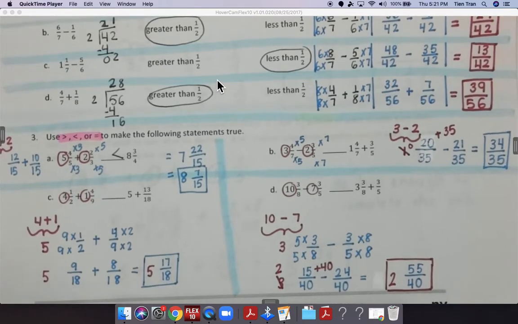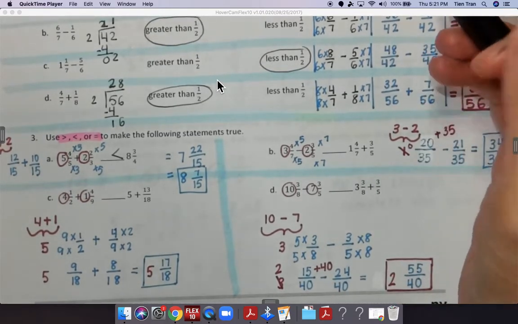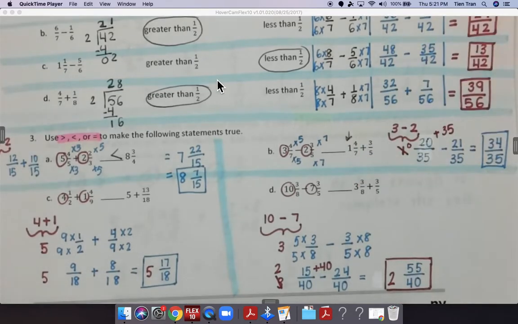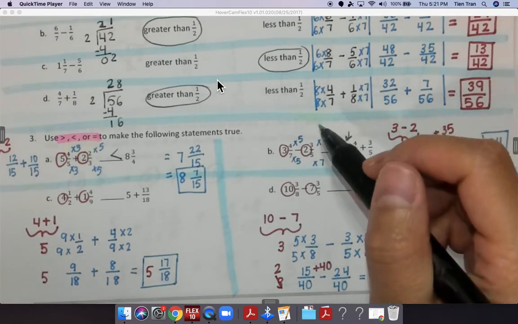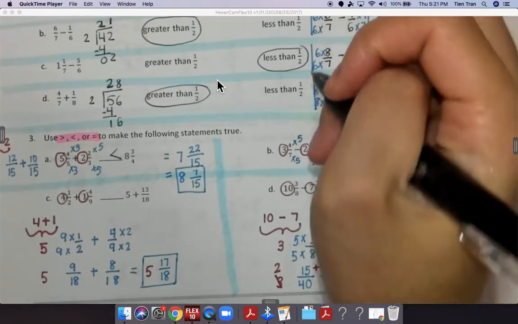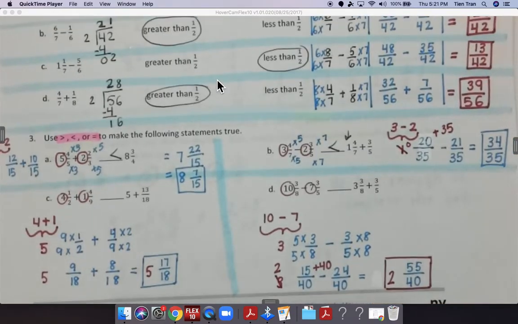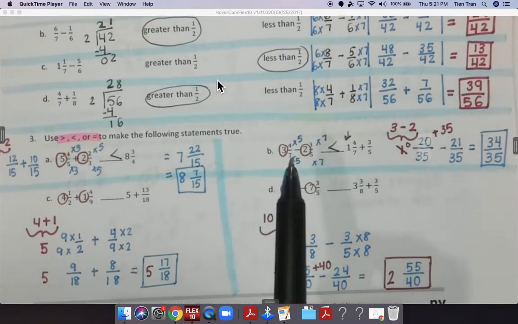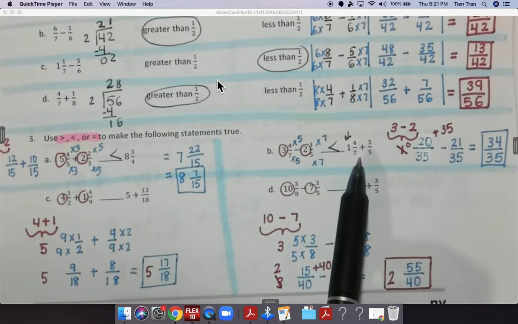Now I don't even need to solve for this one because why? There is a whole number here. We don't even have a whole number for this problem here. The number that is larger is going to be 1 and 4 sevenths by itself, not even including the 3/5. So in this case, 3 and 4 sevenths minus 2 and 3/5 is less than 1 and 4 sevenths plus 3/5.